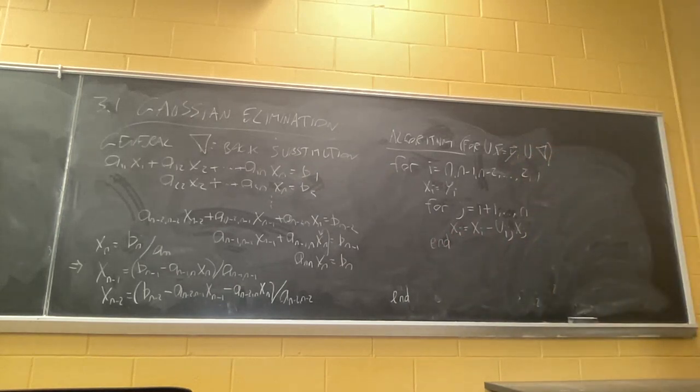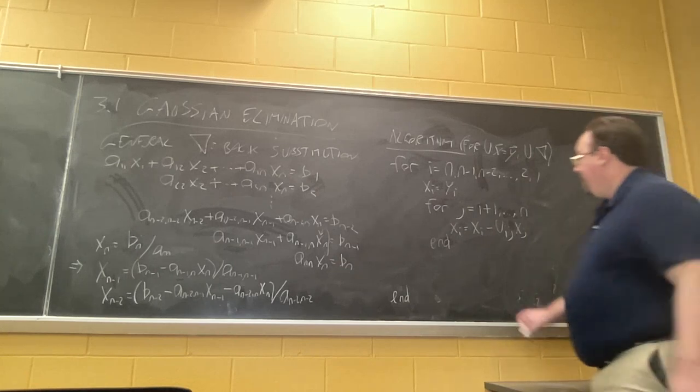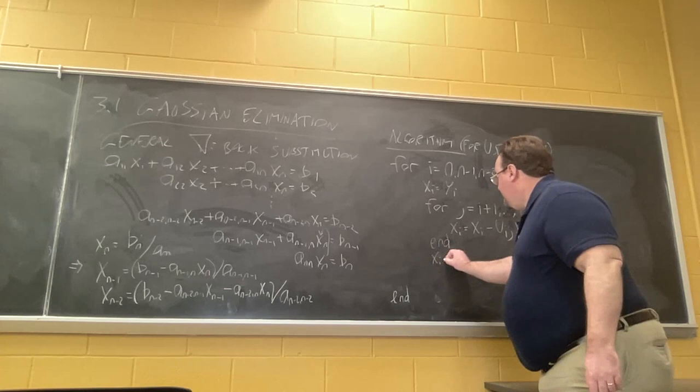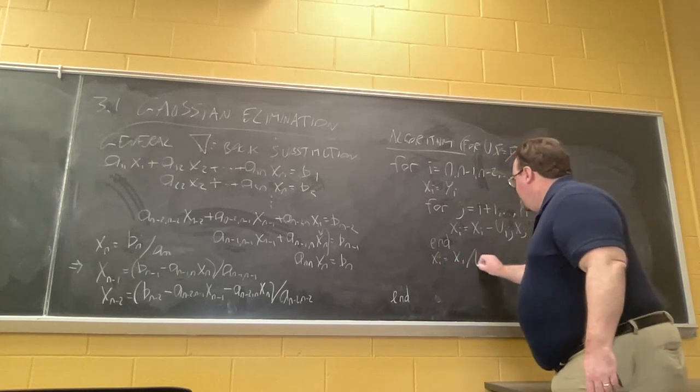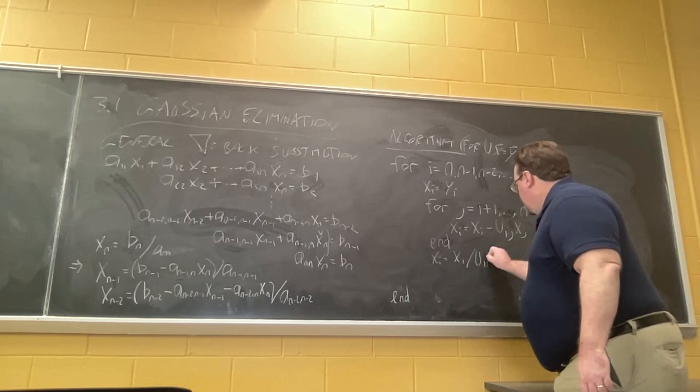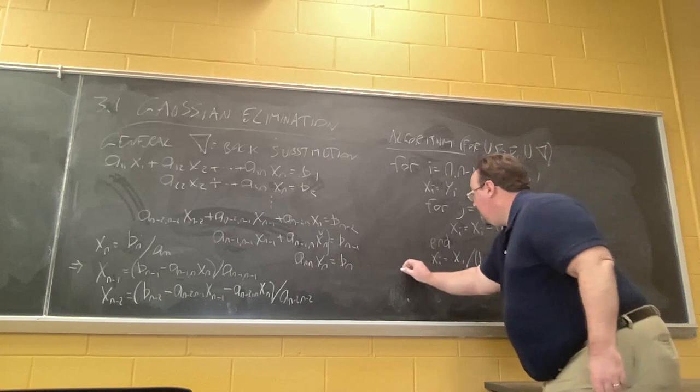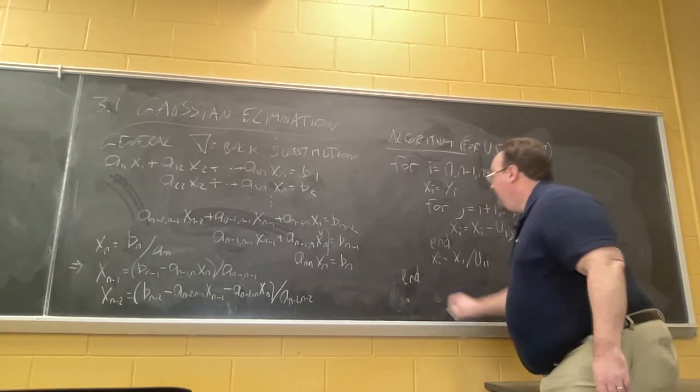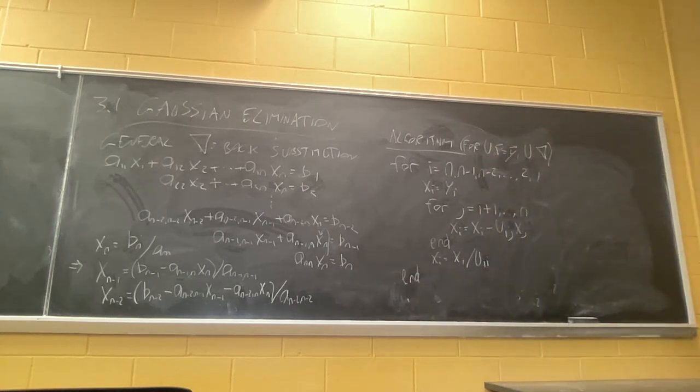The last thing to do is divide by the corresponding diagonal entry of your matrix. So xi is divided by uii. And that's the process.